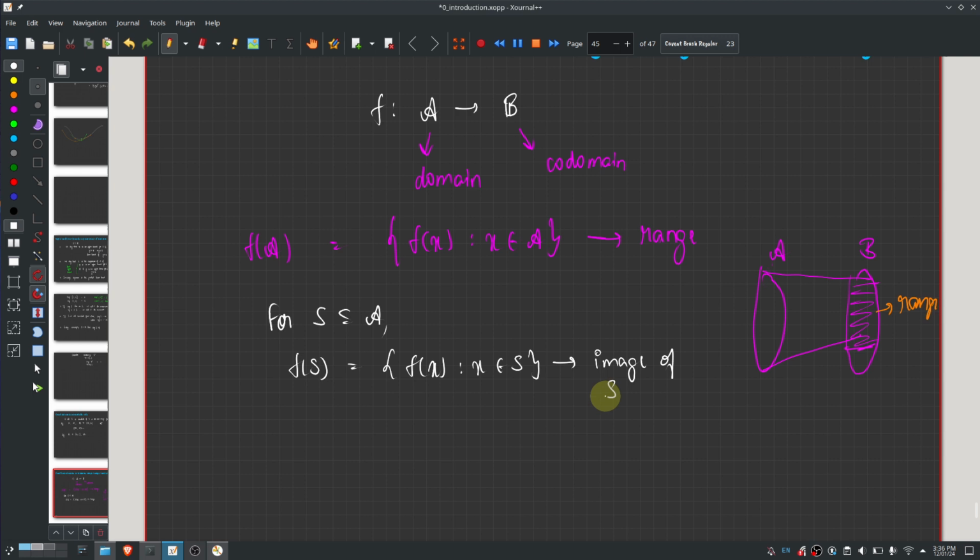So, the image of S under f. If I look at some subset S, maybe all of this gets mapped to some other subset, and this is called the image.